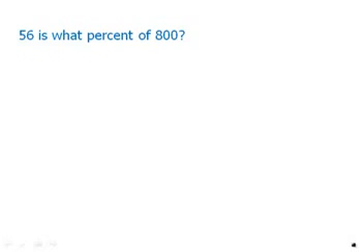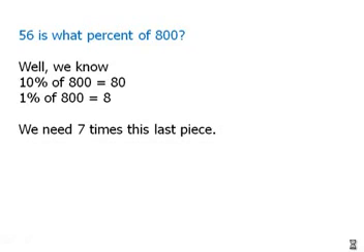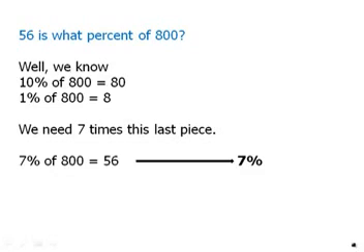56 is what percent of 800? Well, first of all, 10% of 800 is 80. We know 56 is less than that, so we know we're dealing with less than 10%. 1% of 800 is 8. We need 7 of this last piece. So 7 times 8 is 56, so that means we're dealing with 7% of 800. Again, everything here we can do without a calculator.